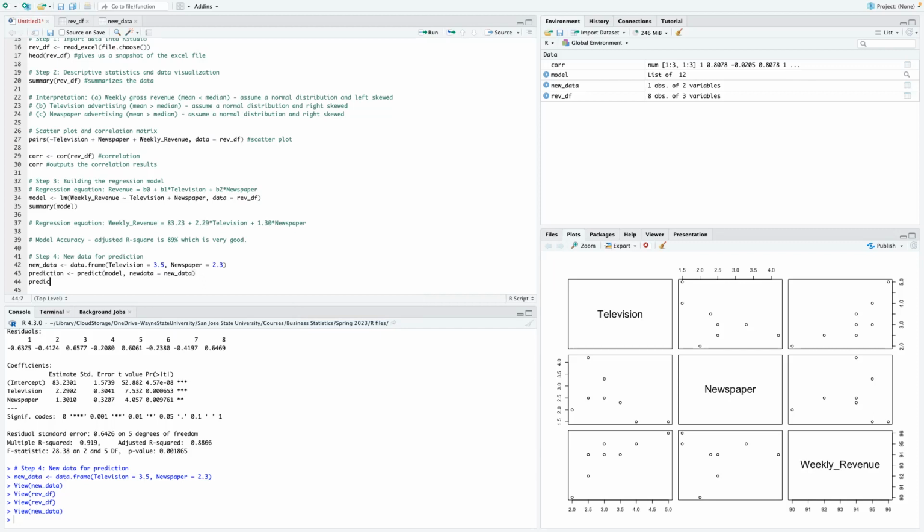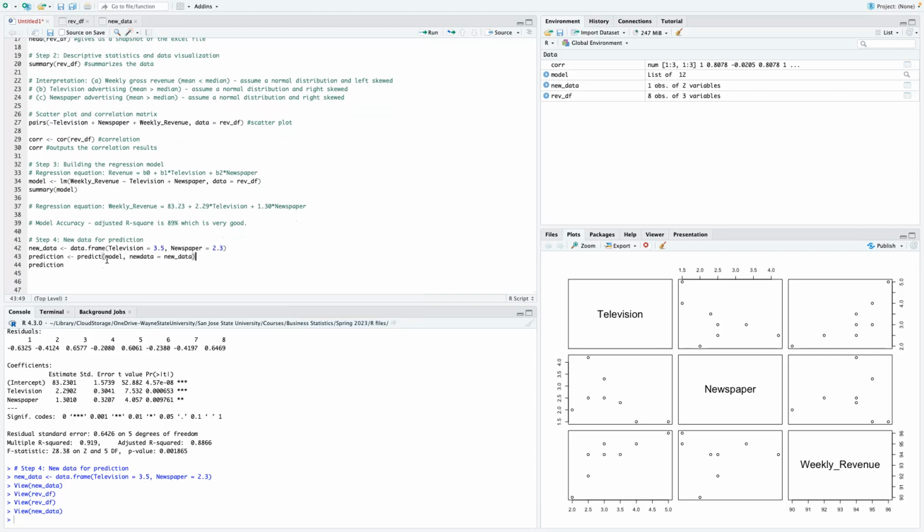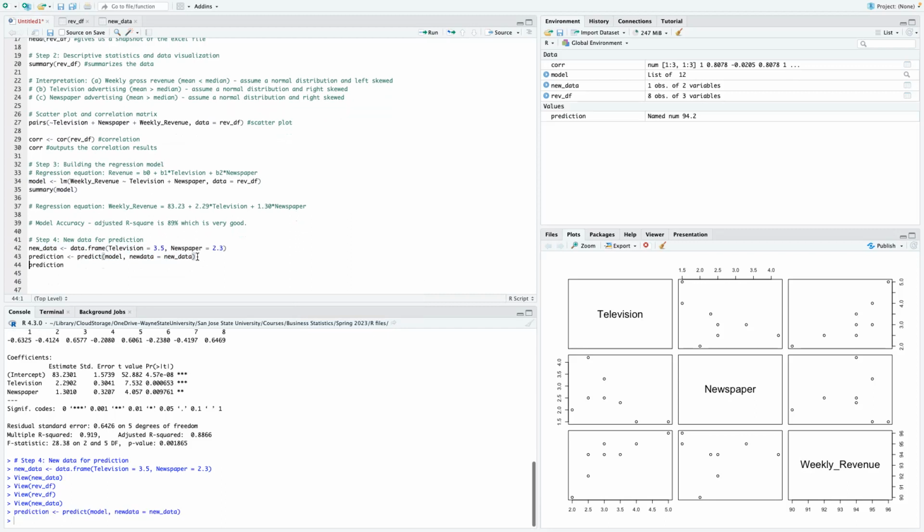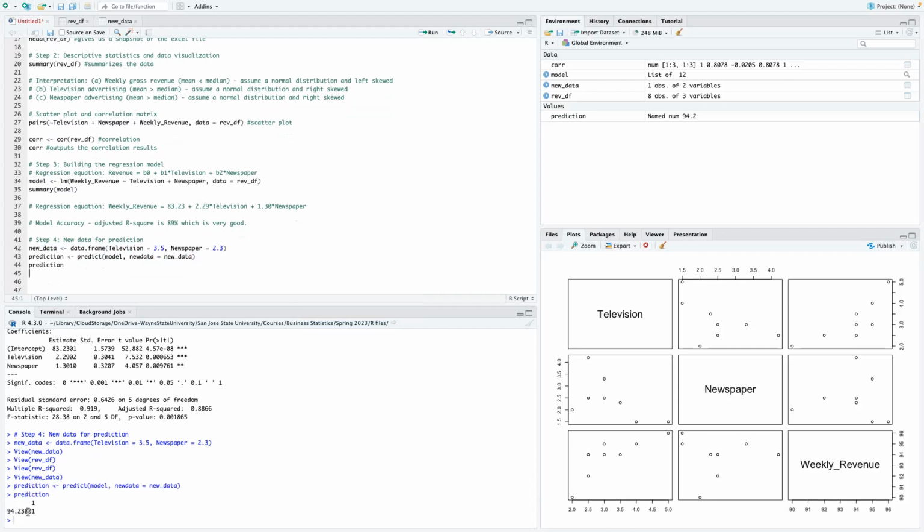Then we could just say prediction here. All right, so let's run this. Right, so basically we use the predict function. We call our model that has already been built in line number 34. And then we use this other sub function called new data to basically take the new data we have in line 42. So if I run this, you could see.